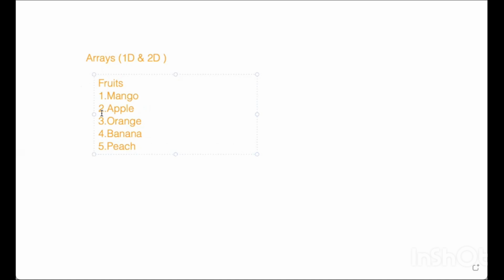In terms of an array, we call these serial numbers the index of the array. So you would say that the array element mango is stored at index 1 of the array fruits. Array element apple is stored at index 2 of the array fruits, and so on. So how do you declare an array in a program?